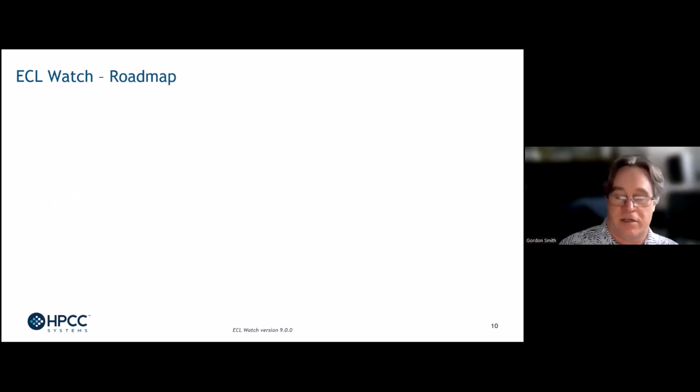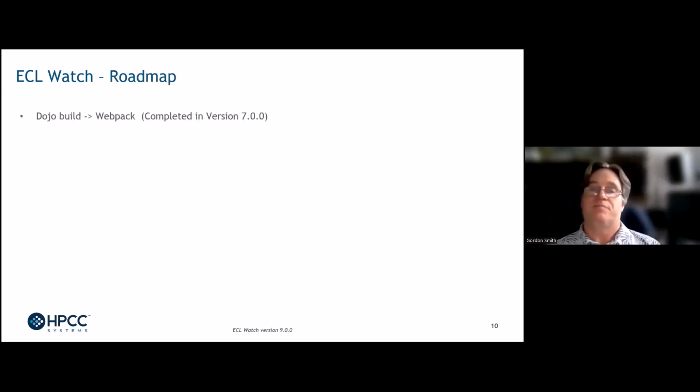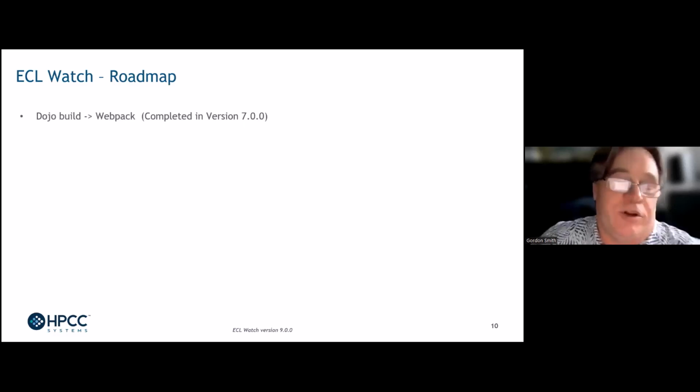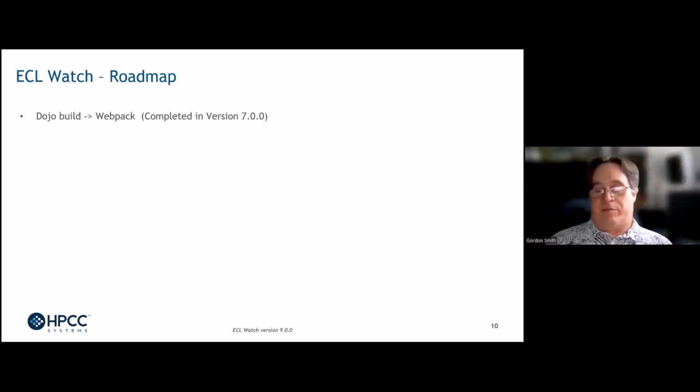Version 9 actually started development back in version 7. To make sure that the transition was seamless, we had a number of preliminary steps we had to do on the back end. So the current ECL Watch was primarily using a web development framework called Dojo. And it provided an end-to-end development, including build environments and HTML templates and JavaScript libraries.